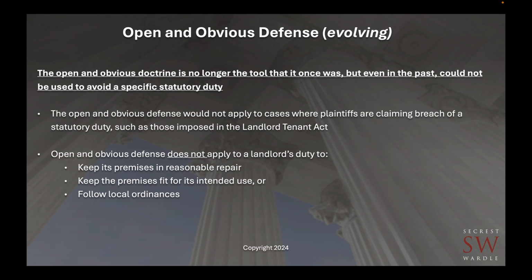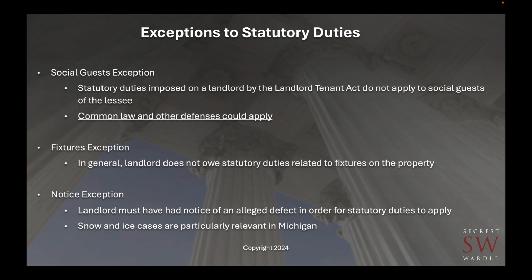The open and obvious defense, even historically, could not be used to avoid a specific statutory duty. It would not apply to cases where an injured party was claiming a breach of a statutory duty, such as those we just discussed in the Landlord-Tenant Act. The duties to keep premises in reasonable repair, keep premises fit for intended use, and the obligation to follow state and local laws. There are, however, some exceptions to a landlord's statutory duties. Those include the social guest exception, fixtures exception, and notice exception.